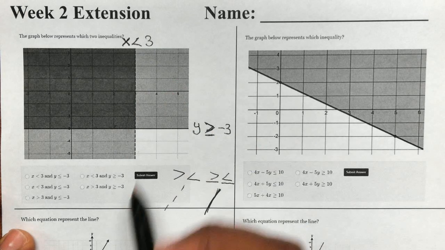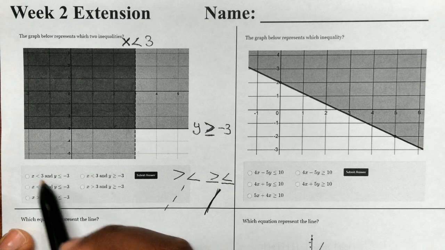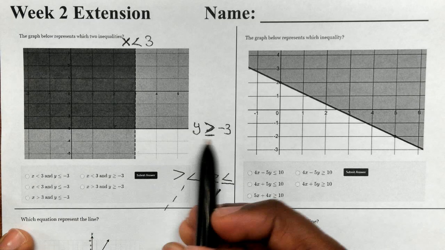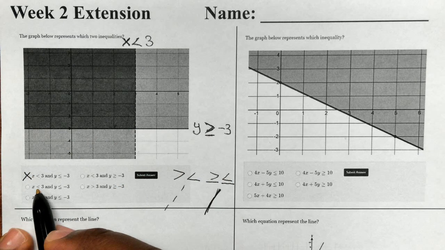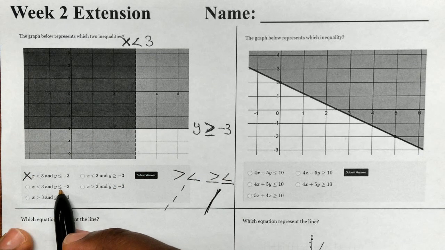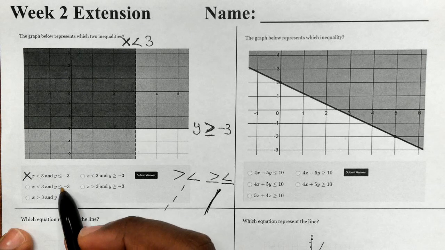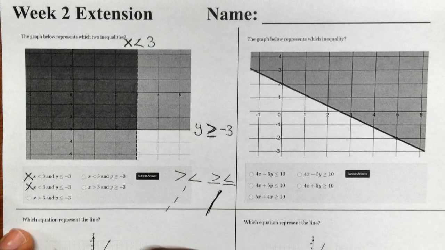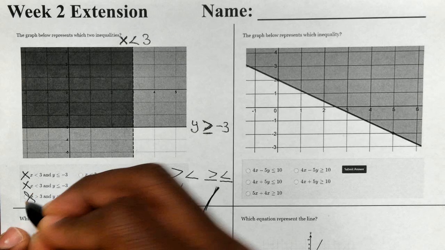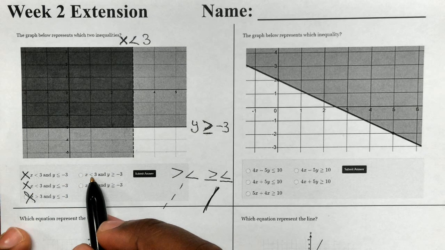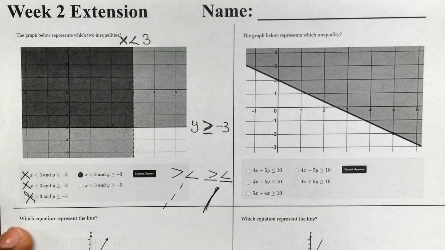So the first one, we have x is less than 3. This one has less than 3, but it has less than or equal to -3. We needed a greater than. So this one's wrong. This has less than 3, yup, but this also has less than or equal to -3. This looks like the exact same thing as here, so this is wrong also. This is x is greater than 3. We needed less than 3. This says x is less than 3 and greater than or equal to -3. So that's my result.